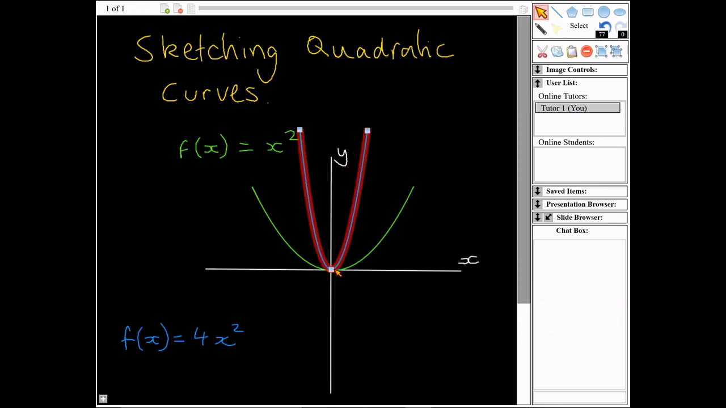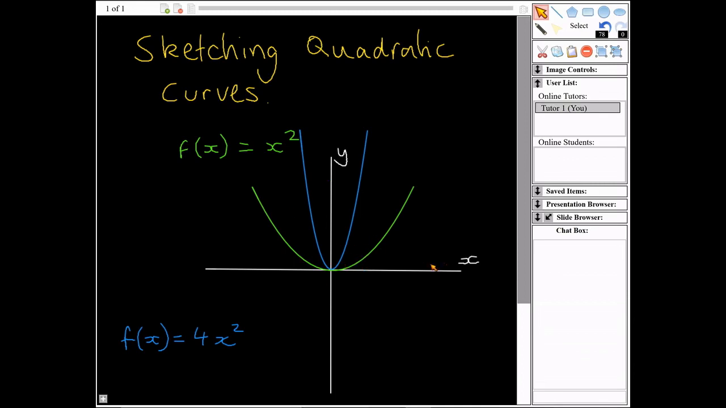It's going to end up looking something like that. So it's not translated, it's not shifted left or right. It's just that every value that would have been for the green one is going to be 4 times larger. So the curve is going to get stretched right out. If you think about it, when x was, say, 1, here it would be 1, whereas on the blue one it would be 4. So it would be the same thing 4 times higher.